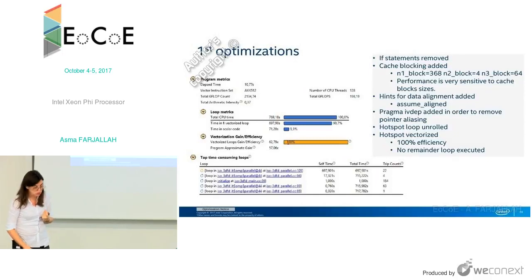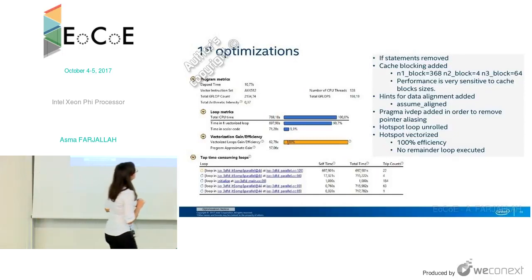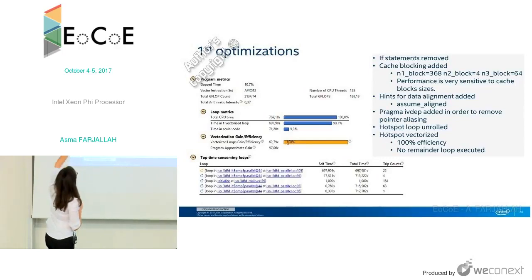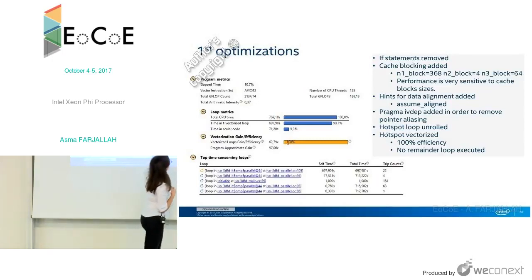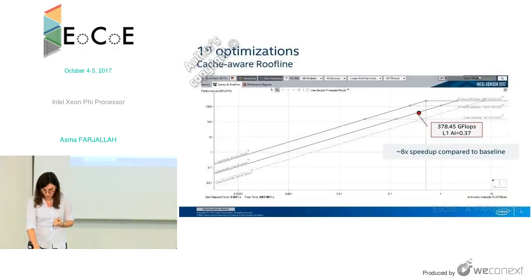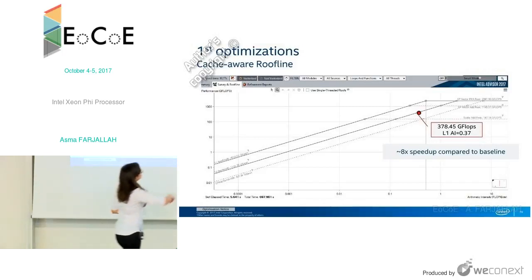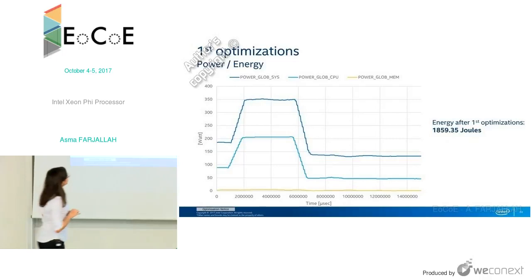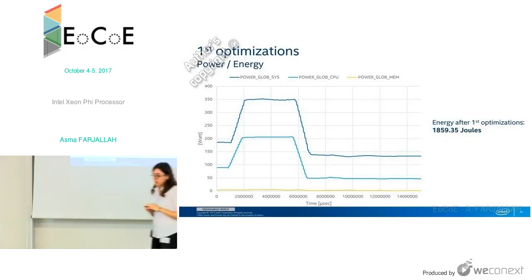Then we did a lot of optimizations: in terms of vectorization, alignment of the code, and cache blocking. We really have a smaller elapsed time with vectorization efficiency set to 100%. In terms of roofline, we move up with gigaflops per second that is higher than before, and energy is also way lower than before. We have 1.8 thousand joules.